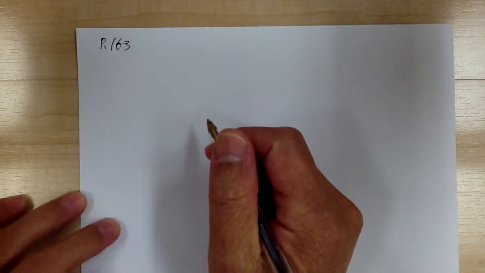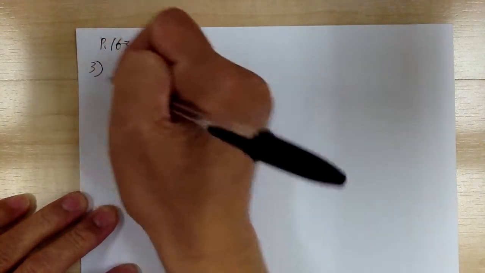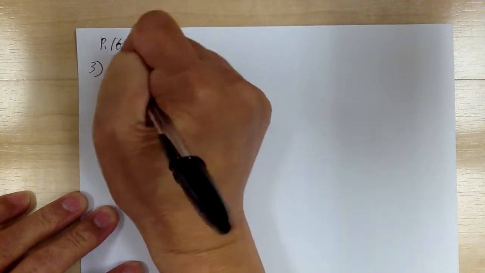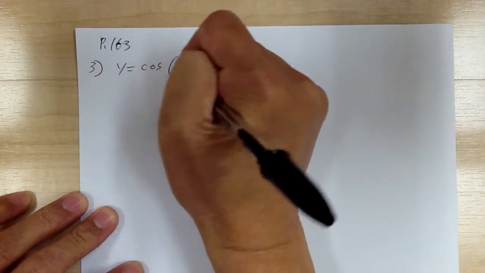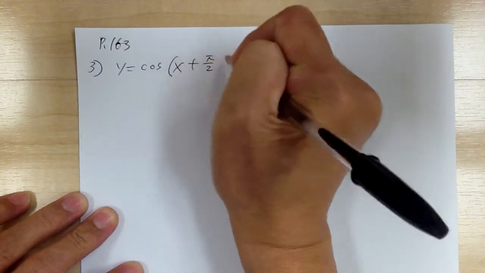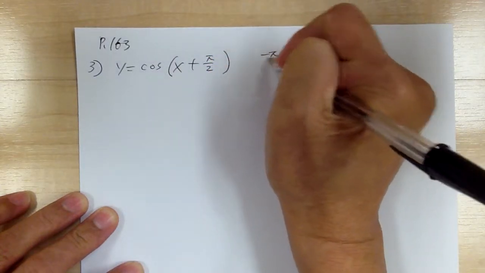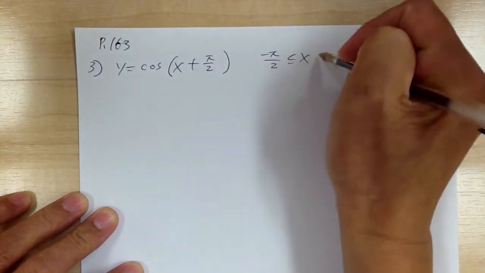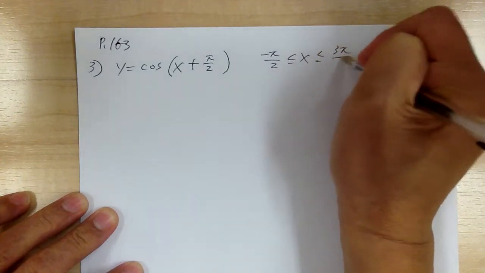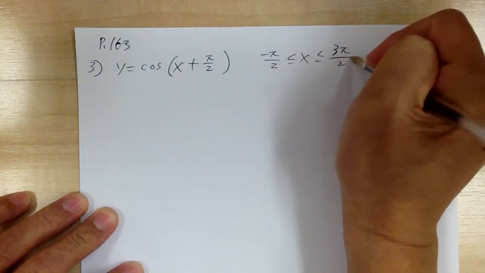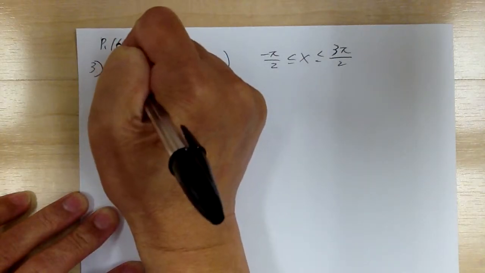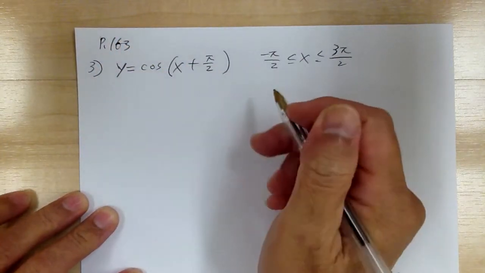Let's go to page 163 and let's do number 3. Number 3, you have y equal to cosine of x plus pi over 2, and you want to go from negative pi over 2 to positive 3 pi over 2. So first you have to get all the information you need for the graphing.